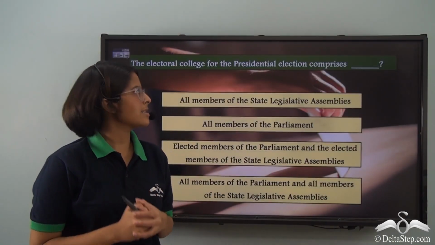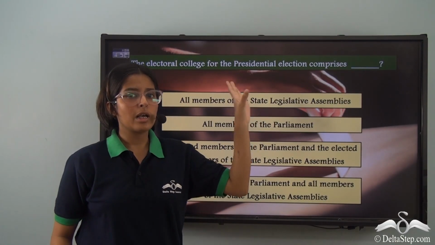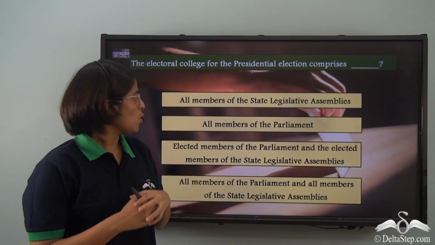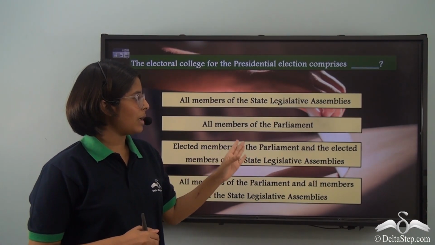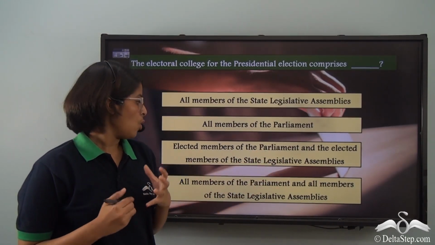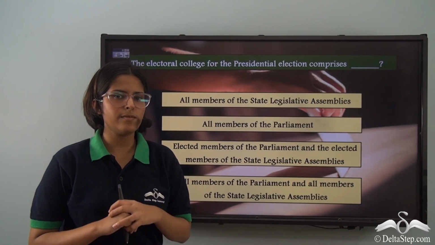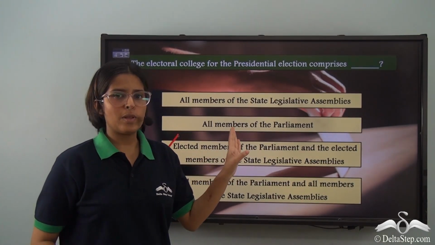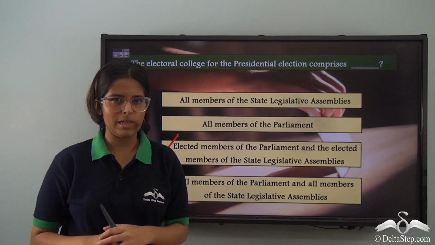Now, let's see if you can answer this question. The electoral college for the presidential election comprises all members of the state legislative assemblies, or all members of the parliament, or elected members of the parliament and the elected members of the state legislative assemblies, or all members of the parliament and all members of the state legislative assemblies. The correct answer is the elected members of the parliament and the elected members of the state legislative assemblies.